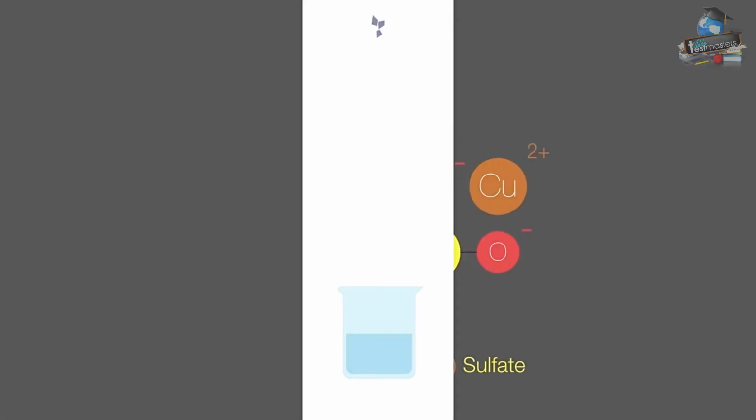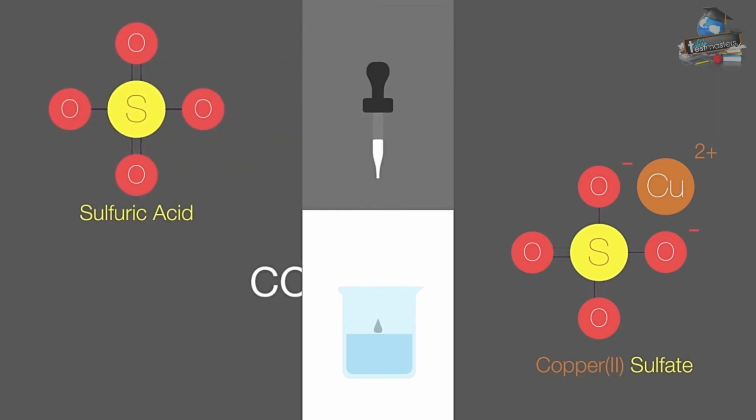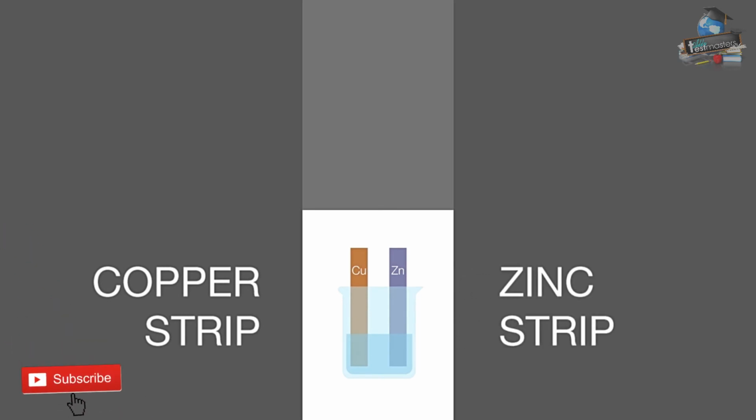We can dissolve copper-2 sulfate in water in a beaker. Add a few drops of sulfuric acid. Place a strip of copper and a strip of zinc into the solution. These will act as electrodes.